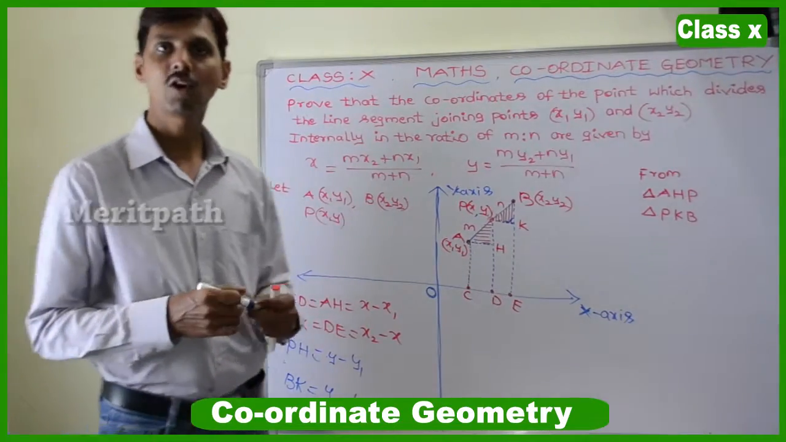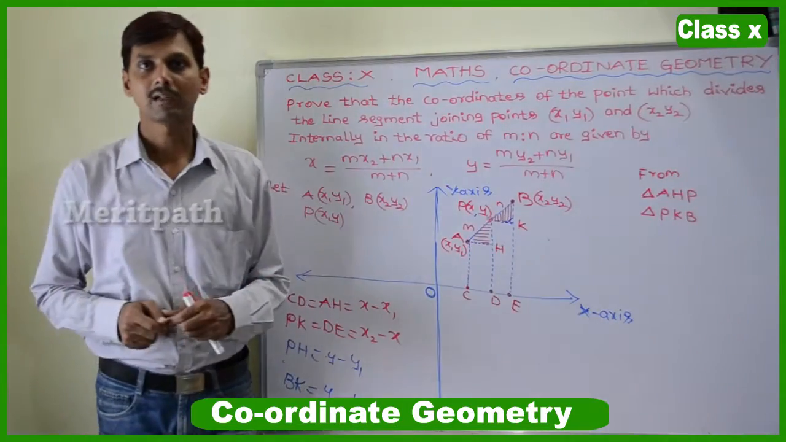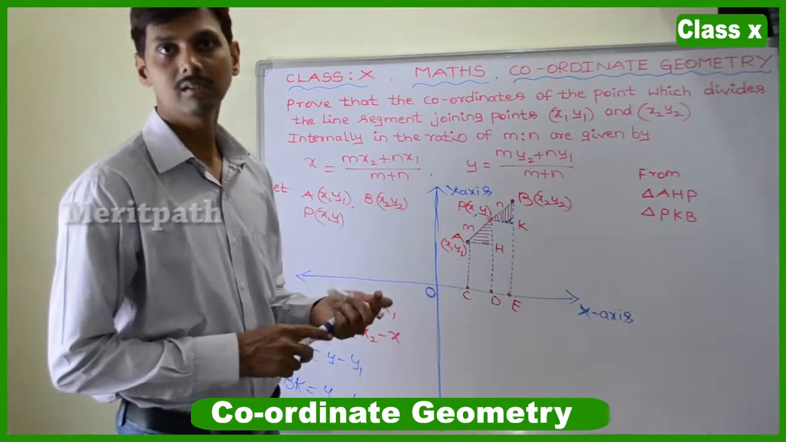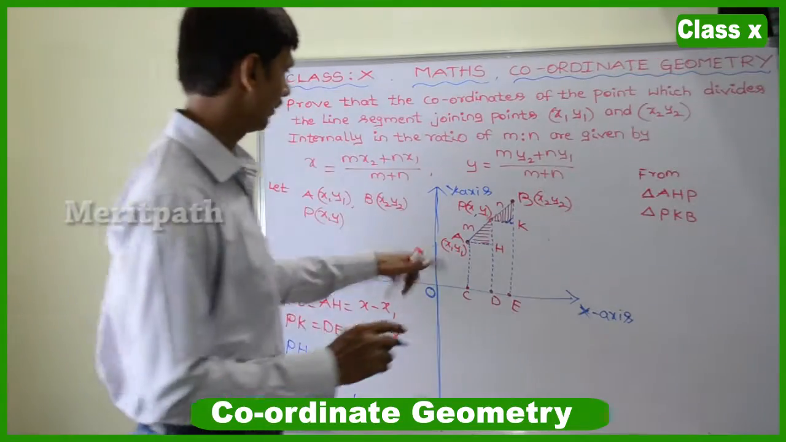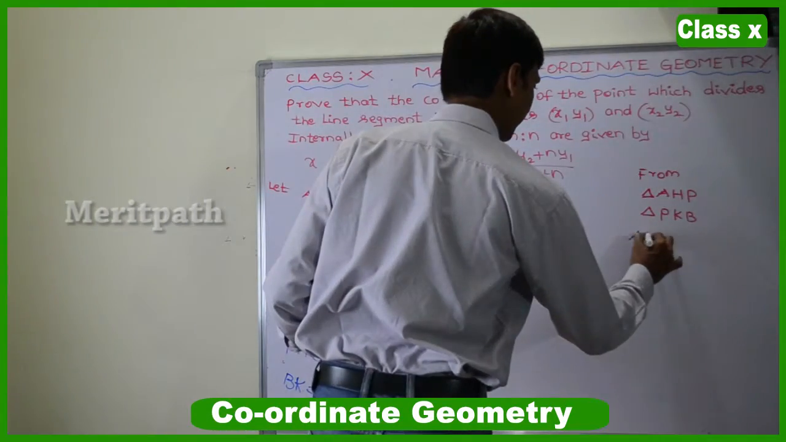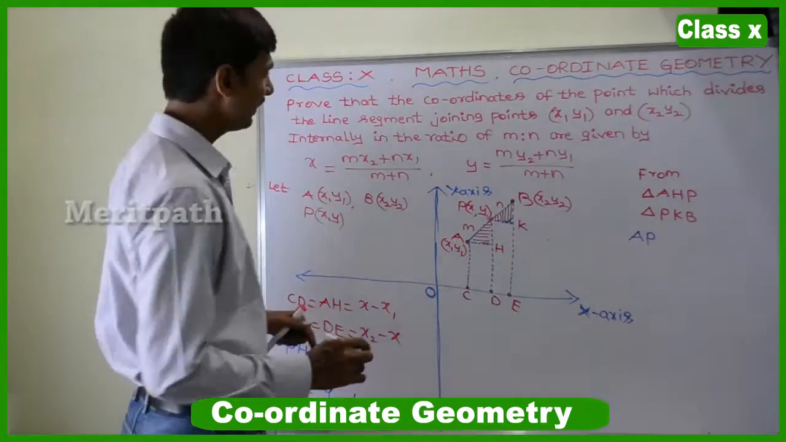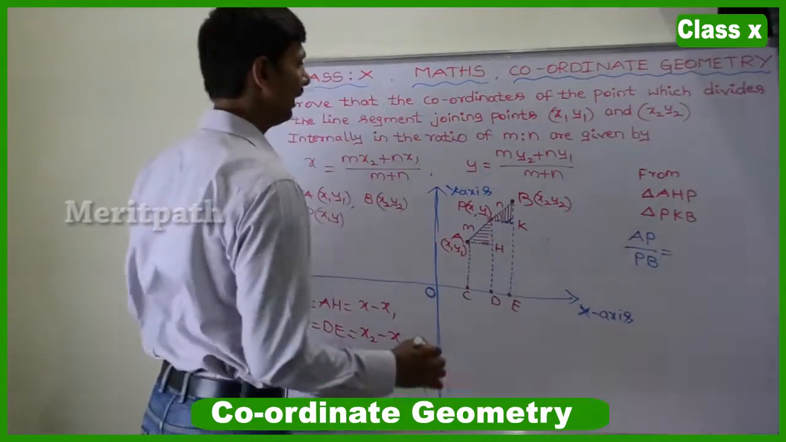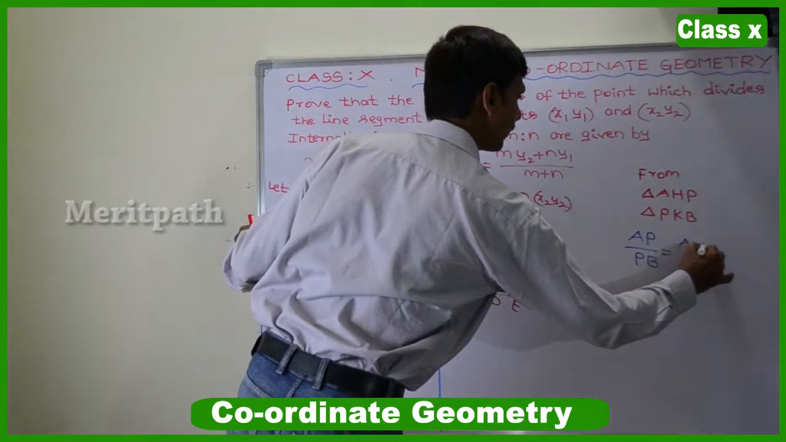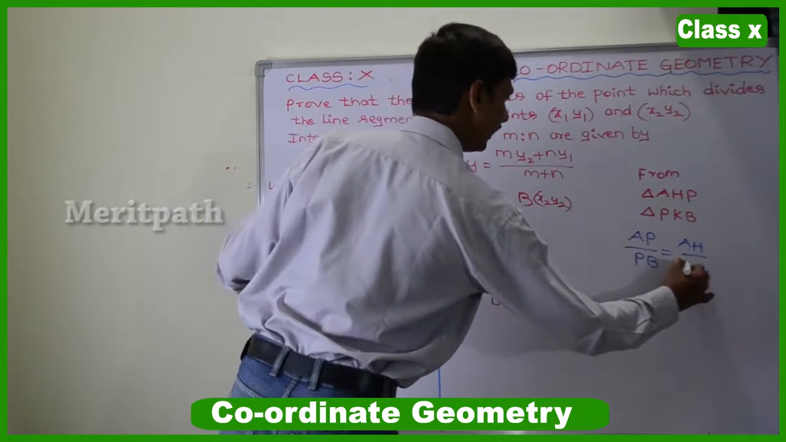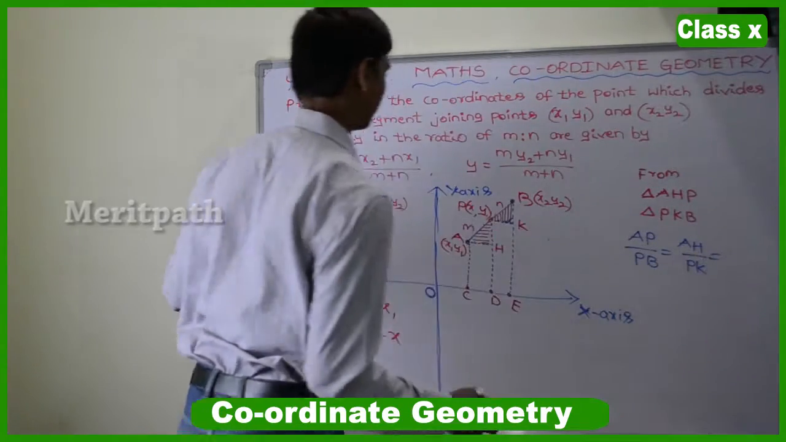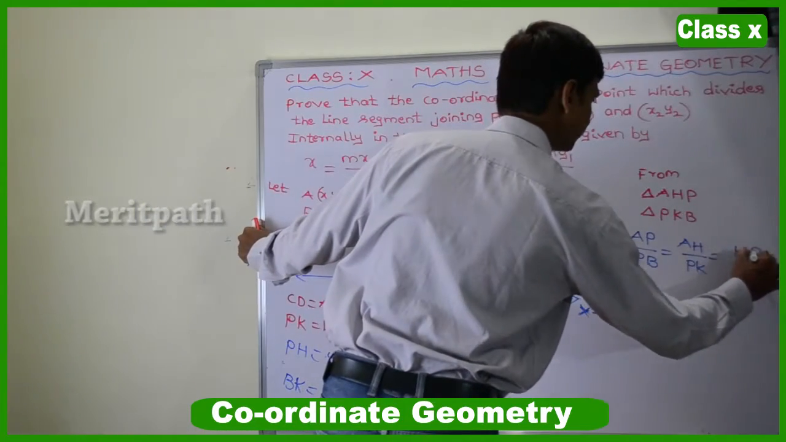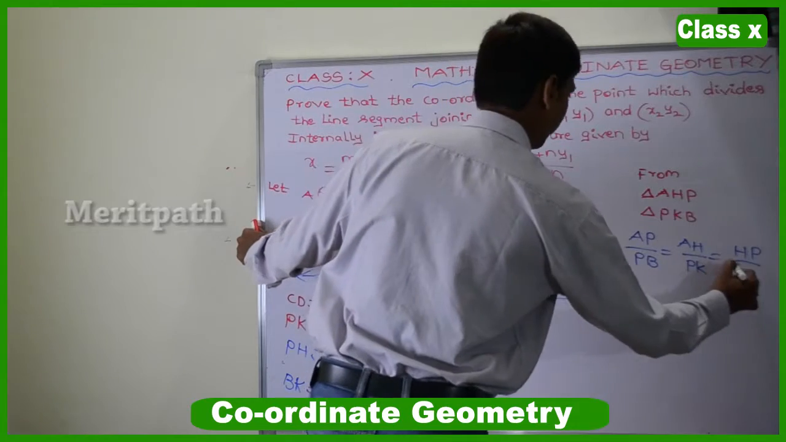If the two triangles are similar, we know that the two triangles have their sides in the same proportion. So let us take the sides of these two triangles: AP divided by PB is equal to AH divided by PK is equal to HP divided by BK.